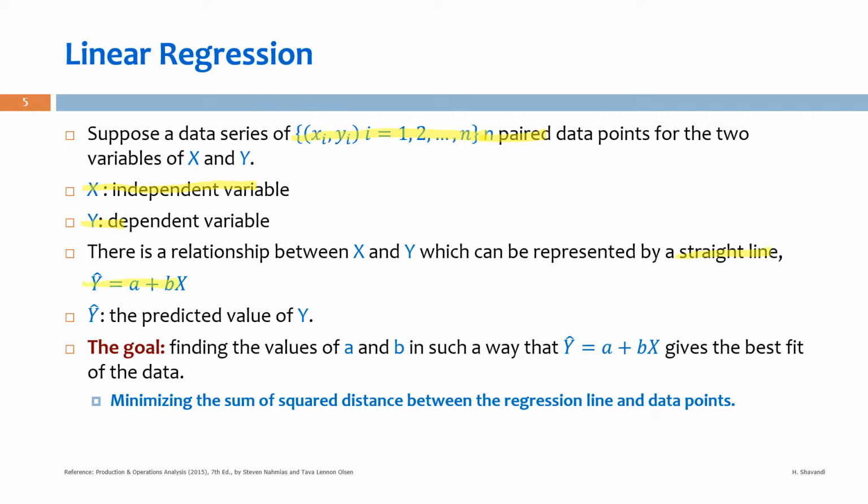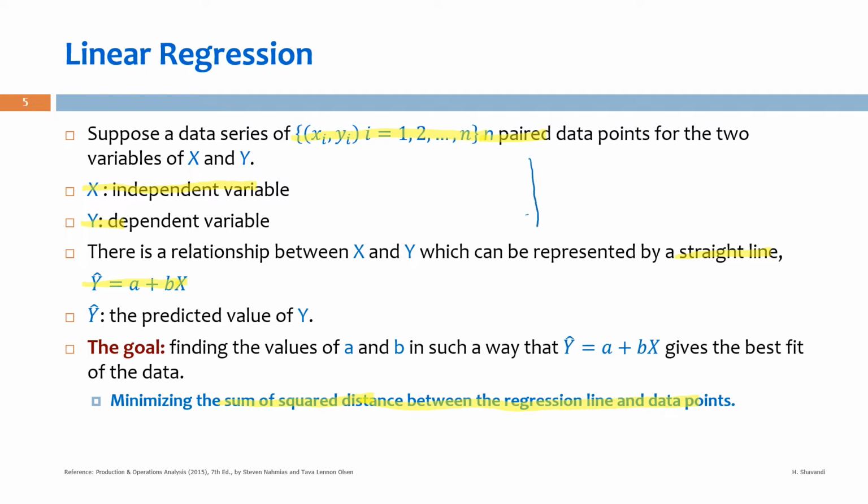Okay, so since it's linear, we have one intercept, which is a, and its slope, which is b, and we need to estimate the value of these two parameters, intercept and slope, in order to have the function of the straight line. And in order to estimate the parameters a and b, we are going to minimize the sum of squared distance between the regression line and the data points. Let me show this here.